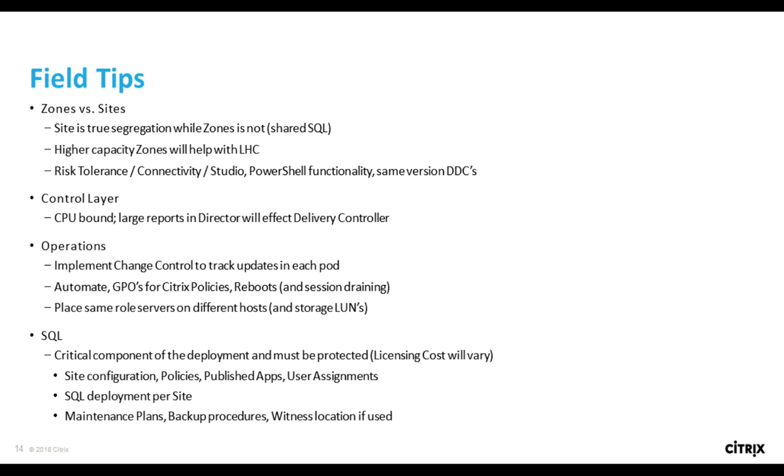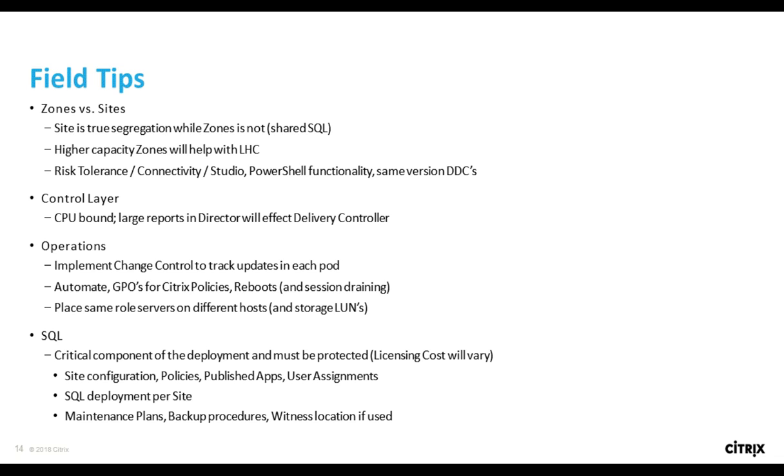So one thing that you're probably wondering at this point as well is, with the advent of the local host cache being reintroduced into the product, why isn't it possible to use a single site with multiple zones across data centers versus going with a pod type architecture where you would have a separate site in each data center?